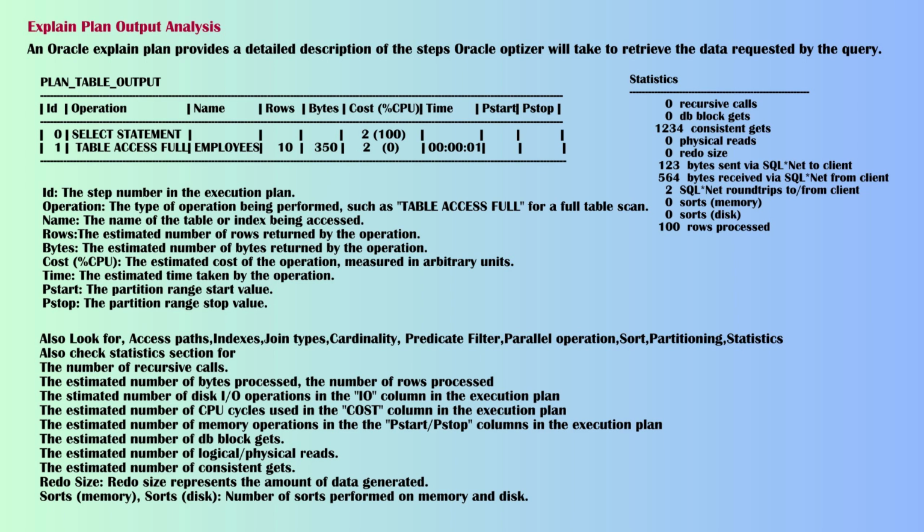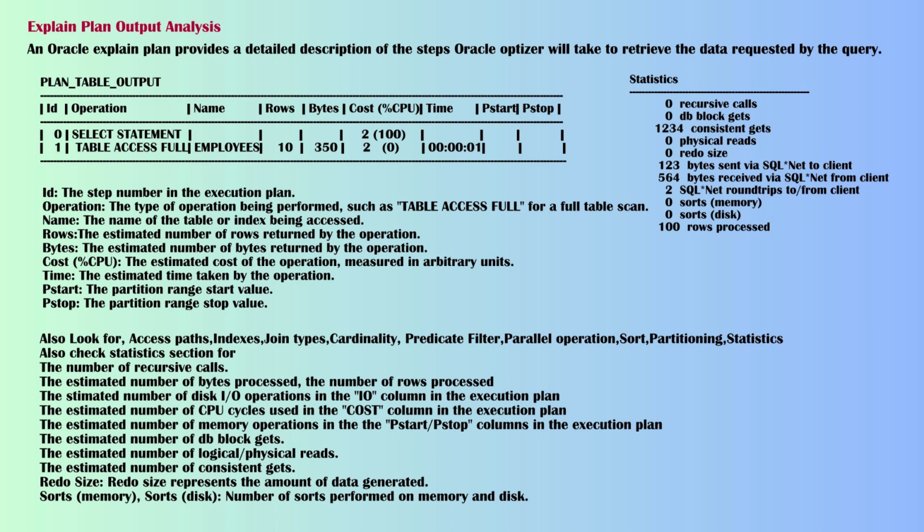of bytes that will be processed, the estimated number of disk I/O operations in the I/O column in the execution plan, the estimated number of CPU cycles used in the cost column in the execution plan, the estimated number of memory operations in the start/stop columns in the execution plan, the estimated number of logical reads, the estimated number of physical reads, the estimated number of consistent gets.